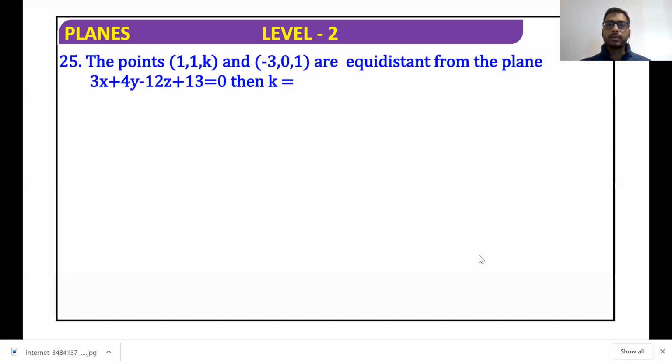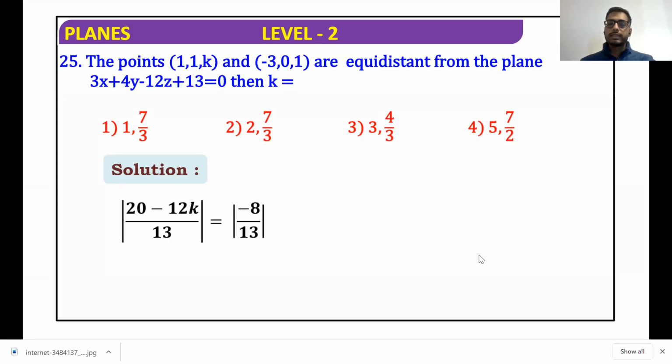What is my distance formula? Ax1 plus by1 plus cz1 plus d upon under root of a square plus b square plus c square. So first I will assume my point x1, y1, z1 to be 1, 1, k, and I will assume my other point to be x2, y2, z2. Find both the values, and as both the values are equal, equate them. The only unknown term is k, hence we can get value of k.